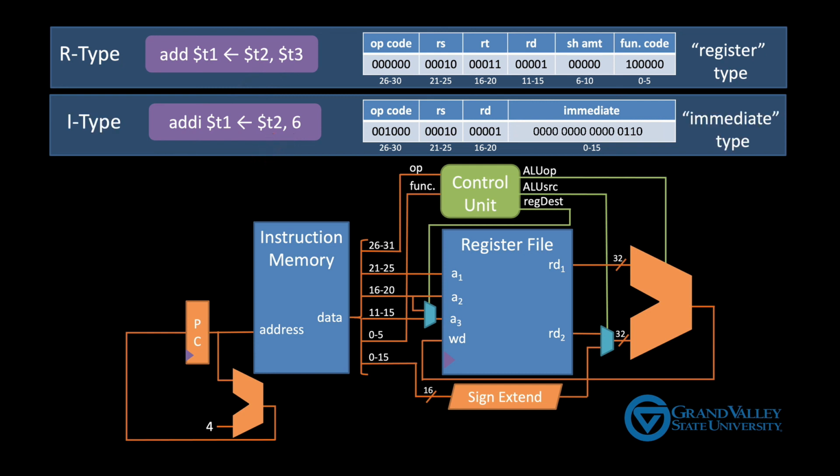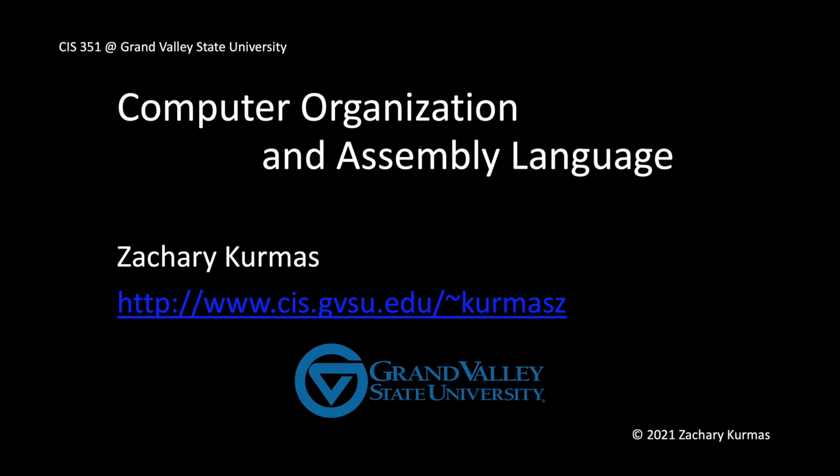These different instruction types are formatted differently because they need different types of information. Therefore, we added a control unit which determines the type of the instruction and also places values on control wires to direct how the CPU processes the instruction. In the next video, we'll see how to program this CPU using assembly language.